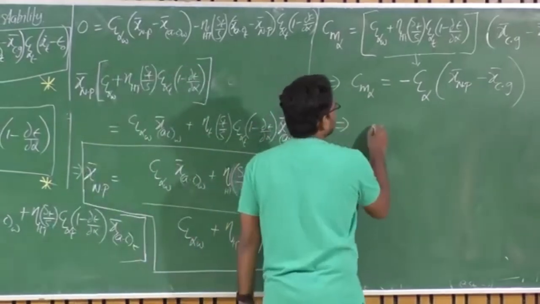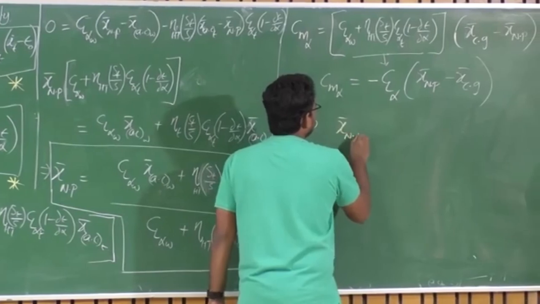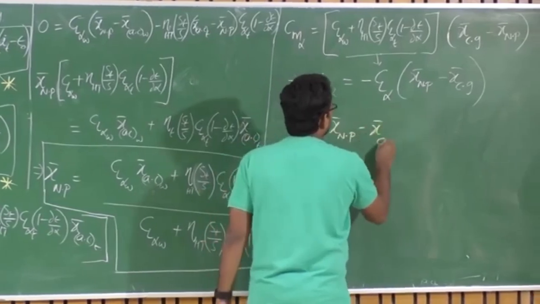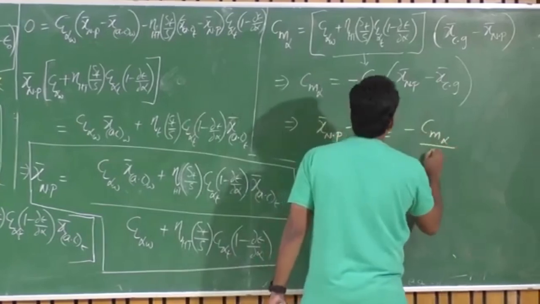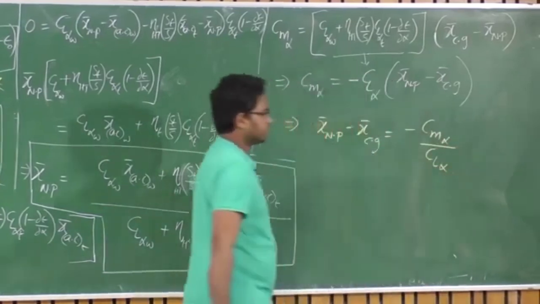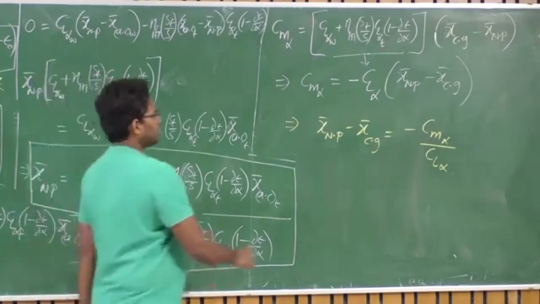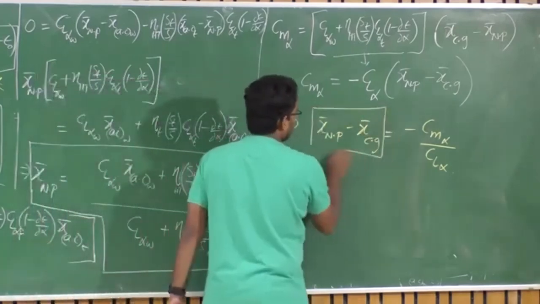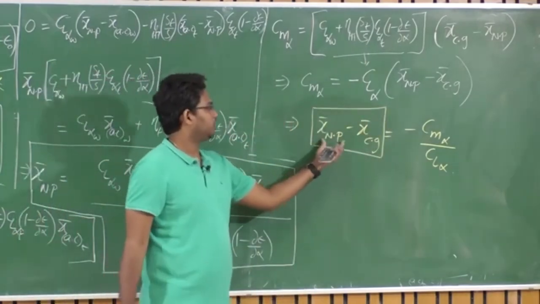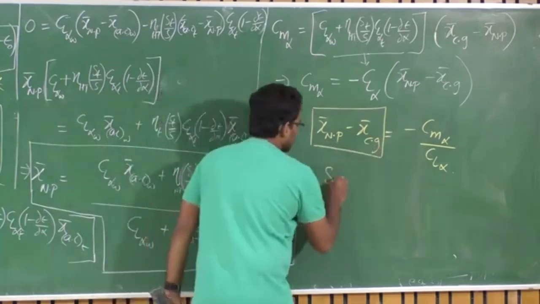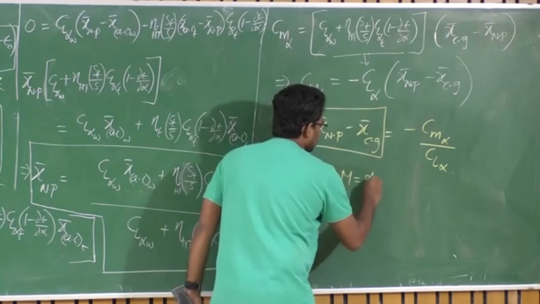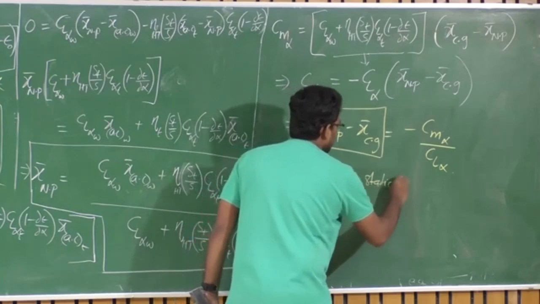So this particular thing, X bar NP minus X bar CG, is equal to minus of Cm alpha upon CL alpha of the entire aircraft. So the distance between this neutral point and the center of gravity is called static margin, right? Static margin, SM is static margin.